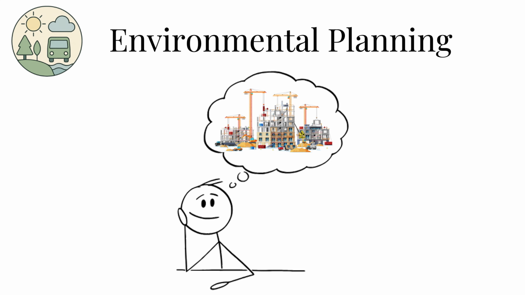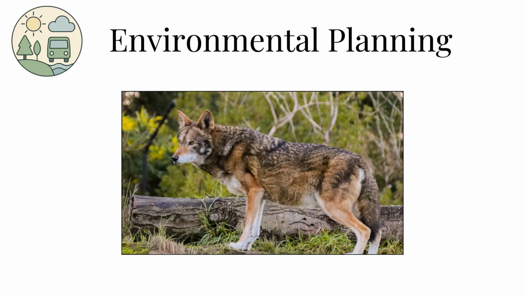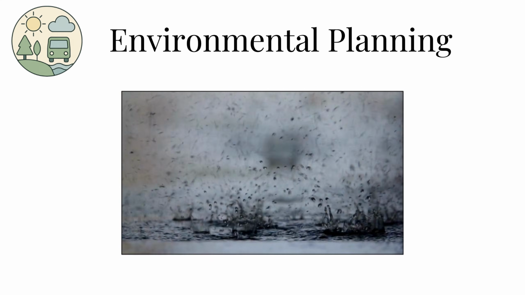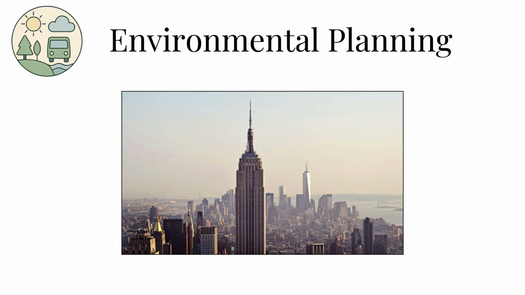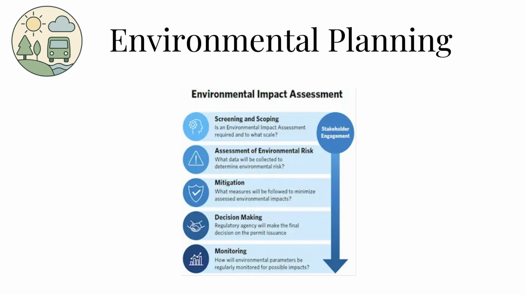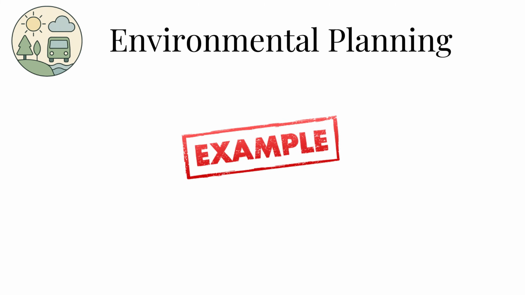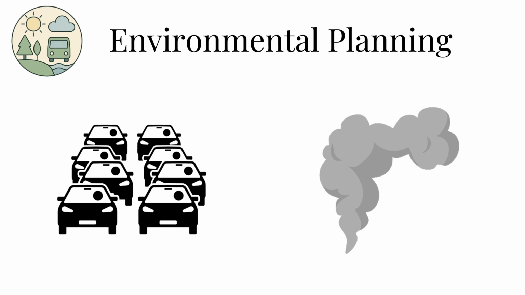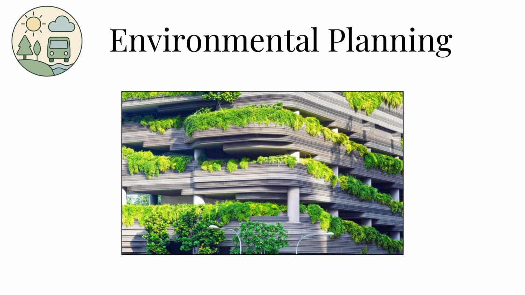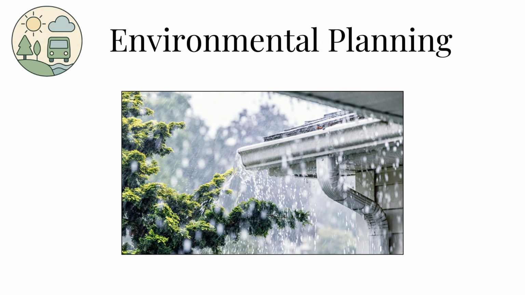Imagine a proposal to build a new neighborhood on the edge of a city. Environmental planners will assess things like, will this harm any wetlands or endangered species? How will rainwater runoff be managed so it doesn't cause flooding or water pollution? For example, many cities now require an environmental impact assessment before a big project can start. A practical example is when a city plans a new transit system to reduce car traffic and emissions, or when they design green infrastructure like rain gardens and permeable pavements to absorb stormwater.